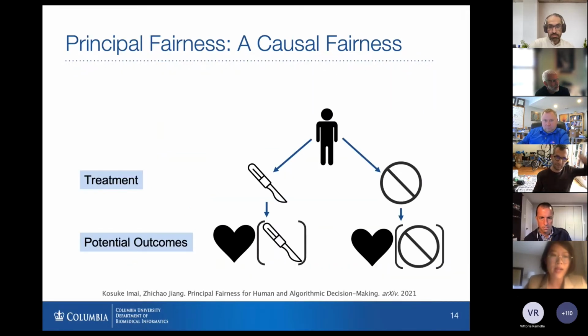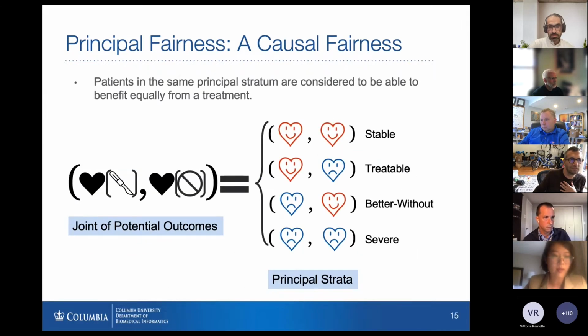But before I dive into that, I need to introduce a concept called potential outcomes. Potential outcomes are the outcomes that would be observed if the patient receives the treatment or if the patient does not receive the treatment. So for a binary treatment, yes or no, there are two potential outcomes for each patient. If we have access to the joint potential outcomes of all the individuals in the data set, we can categorize patients into one of four strata.